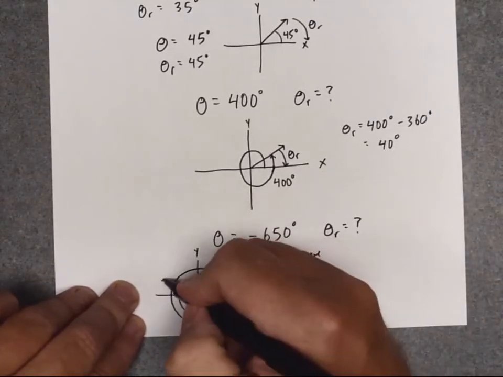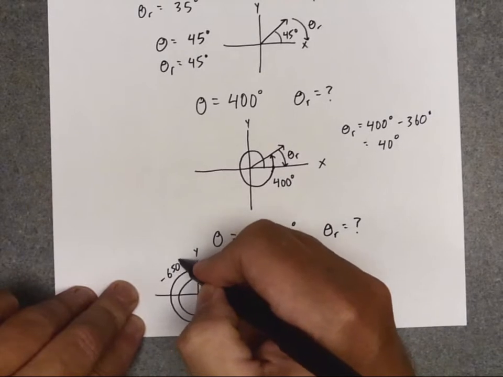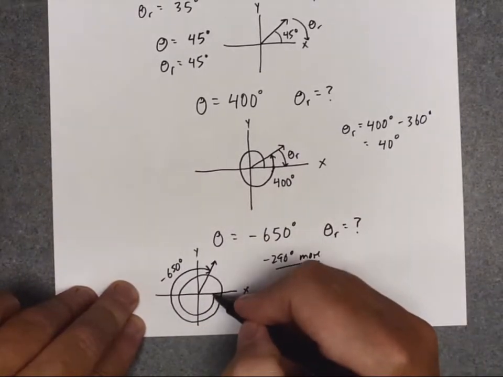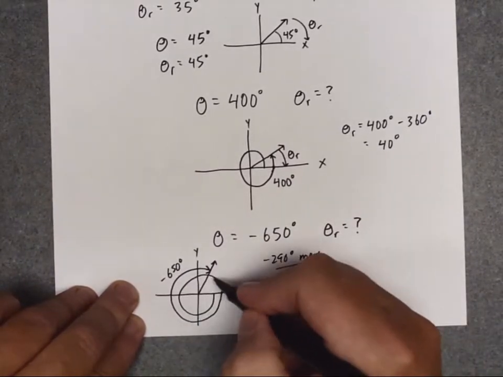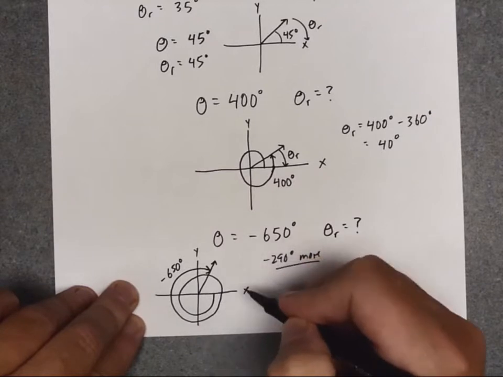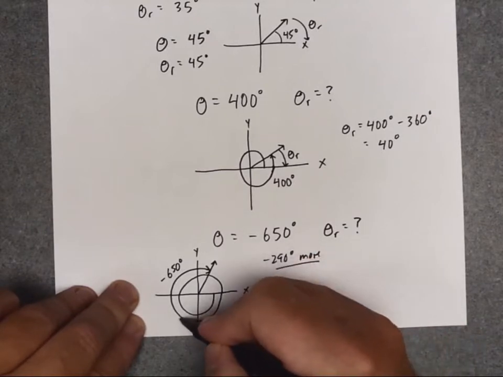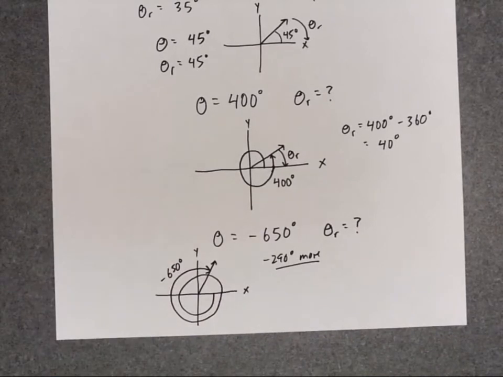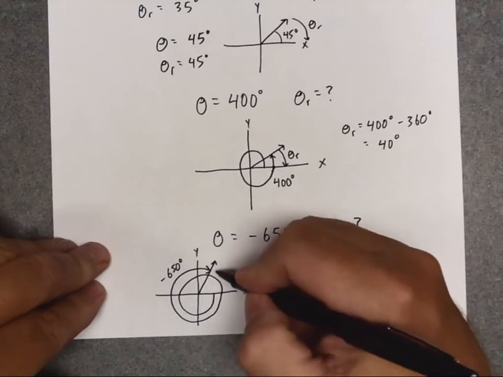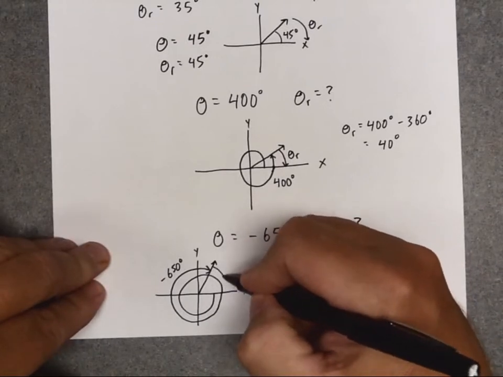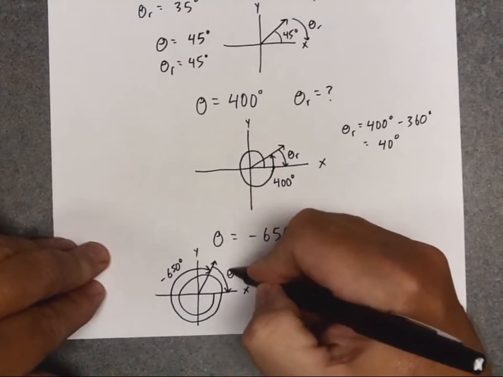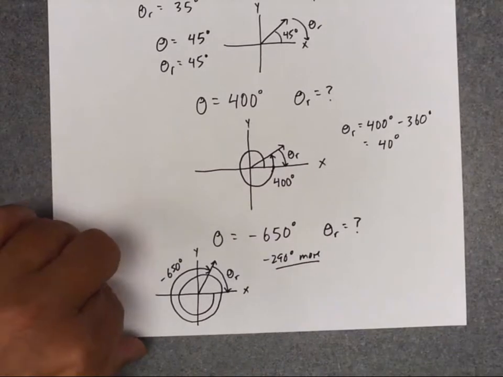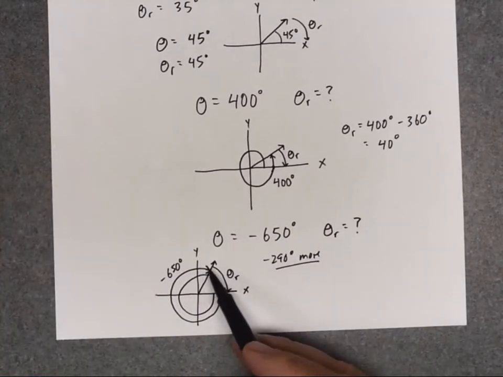So that is a negative 650-degree angle, right? One trip around the circle is negative 360. I go 290 degrees more, and I get to negative 650. All right, that's interesting. But now, the point of this problem was to find the reference angle, which I know is going to be this distance right there.